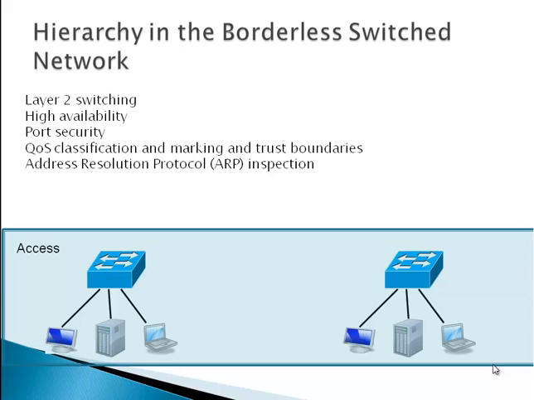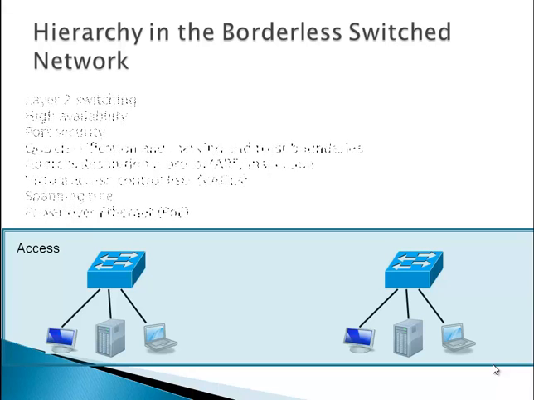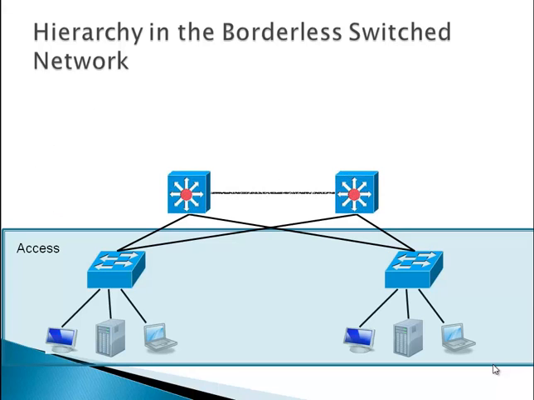Then these switches do Address Resolution Protocol, or ARP, inspection. On this access layer we can also implement VLAN access control lists, and we implement spanning tree on this layer as well. These layer 2 switches can also have something called Power over Ethernet. With Power over Ethernet we can power devices that need electricity, like IP phones for example. So those switches connect directly to the distribution layer.